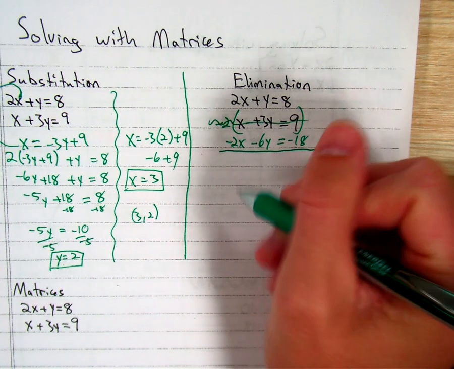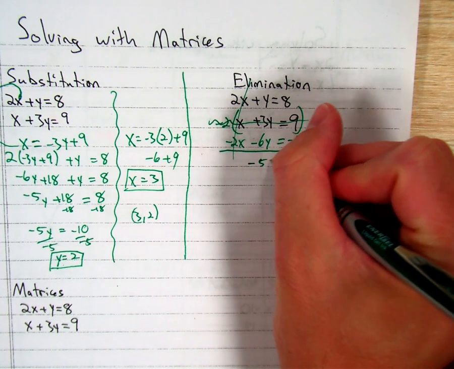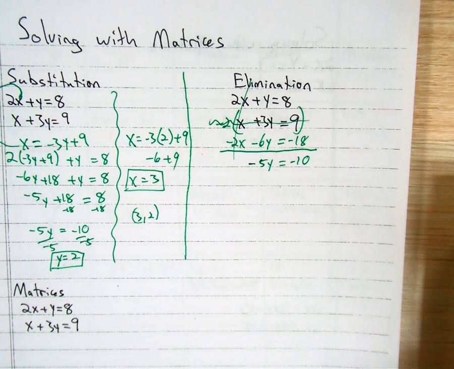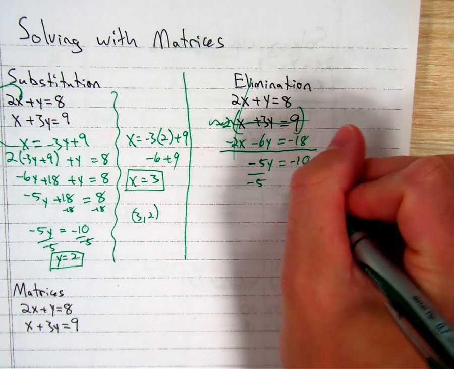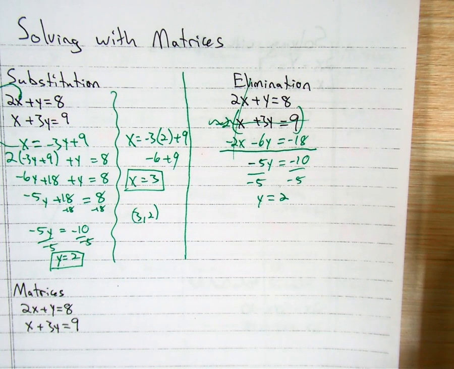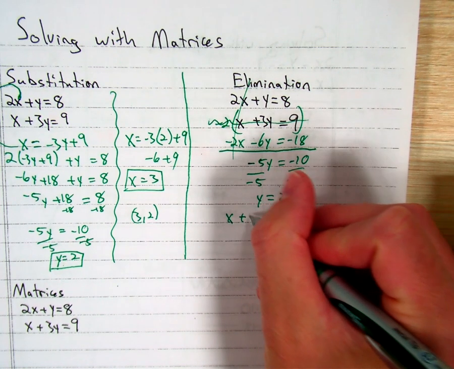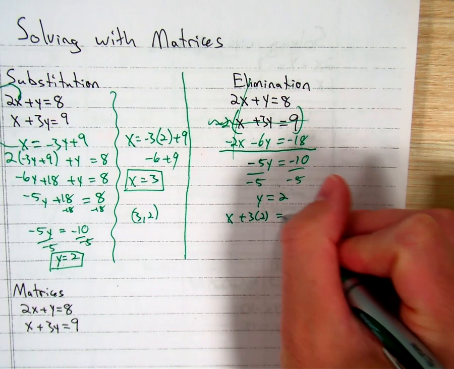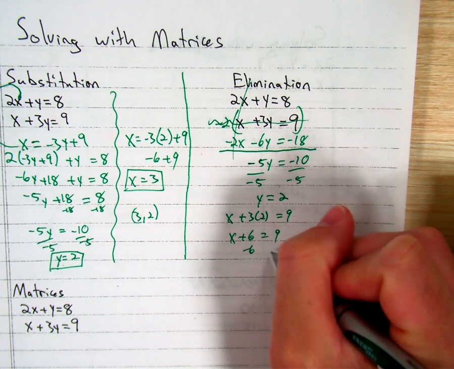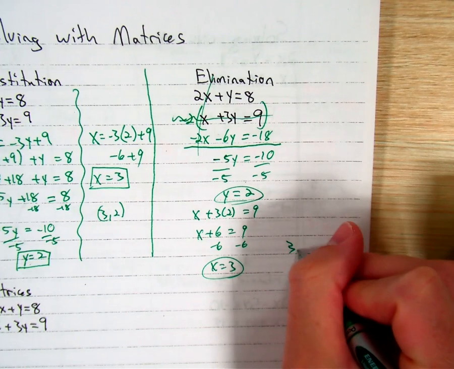Okay, let's add down. Those should cancel. y and negative 6y is negative 5y. 8 and negative 18 is negative 10. Divide by negative 5. y equals 2. Plug it back in. I'm going to go to the middle one that we kind of lightly crossed out. Minus 6. And there's our 3. (3, 2).